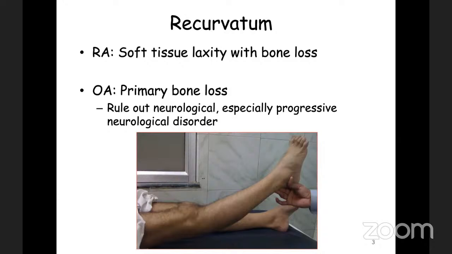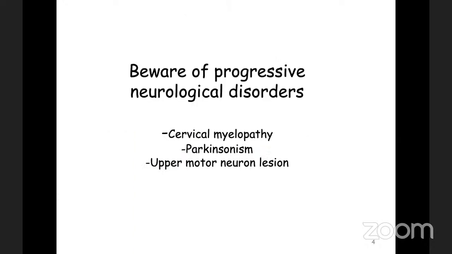Obviously, one needs to rule out neurological disorder, especially progressive neurological disorders. In any case of hyperextension, one really needs to be aware of progressive neurological disorders, which may present very subtly. These could be cervical myelopathy, a case of Parkinsonism, or any other upper motor neuron lesions that may not be obvious. So most patients with these hyperextension deformities need to be referred to a neurologist to find out if there is any underlying cause. Now, TKR in recurvatum, we obviously need to alter our surgical plan.